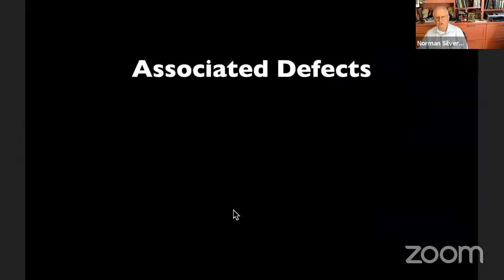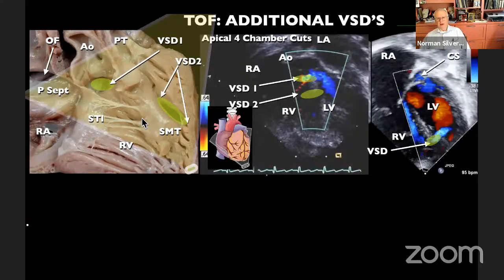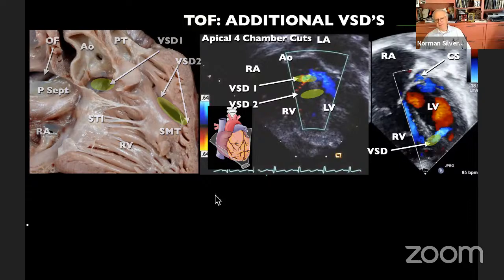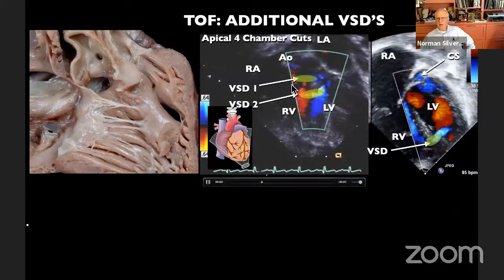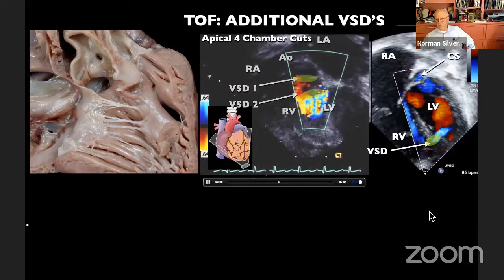Now, lastly, associated defects. Here is the second muscular ventricular septal defect. Here's the normal ventricular septal defect of tetralogy, and a second defect, anterior defect, a really difficult defect for the surgeons to close. And the embarrassing thing is, you close this VSD after surgery and you find when you do the transesophageal echo that there's an additional ventricular septal defect.